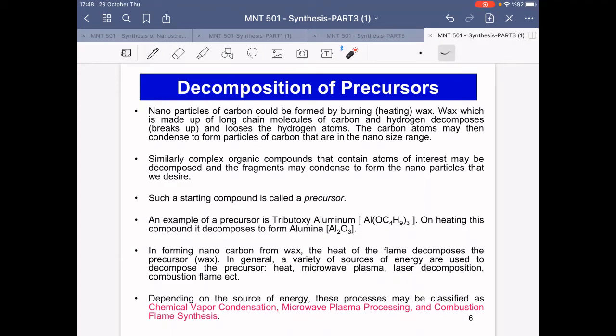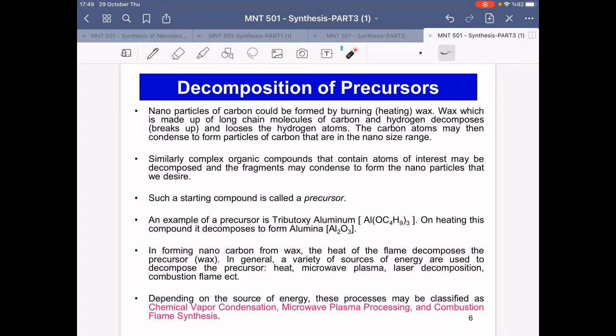Depending on the source of energy, these processes may be classified as chemical vapor condensation, microwave plasma processing, combustion flame synthesis. They all sound very complex names, but the only thing that's changing really is the type of the energy that you're supplying to evaporate your material to form whatever decomposed parts you want to obtain.